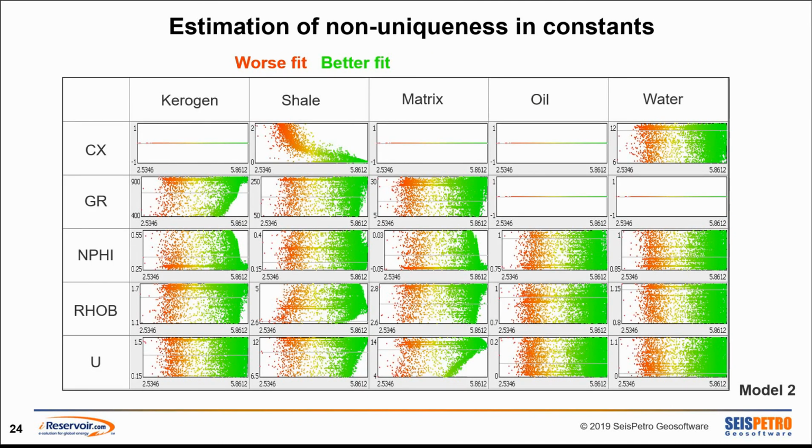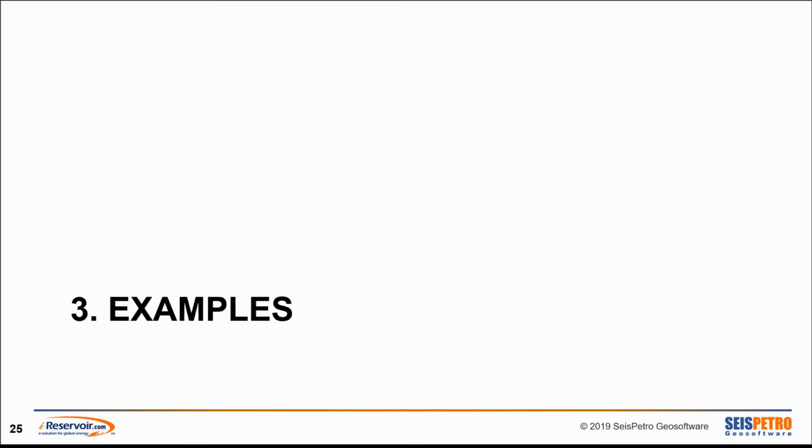Here are the results explained in the previous slide, but now in a matrix form for all minerals and fluids and all logs. And we use this kind of display to get an idea of the uniqueness or non-uniqueness of the constants involved in the optimization.